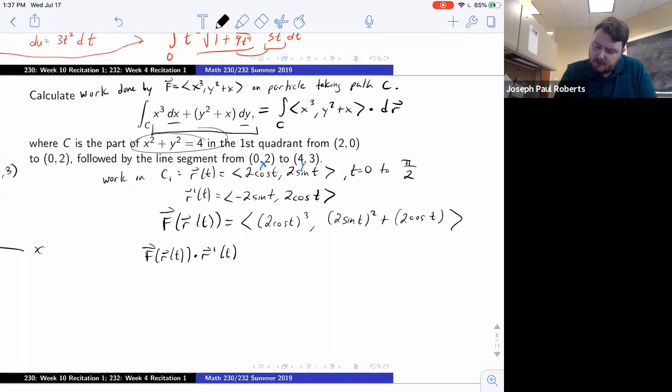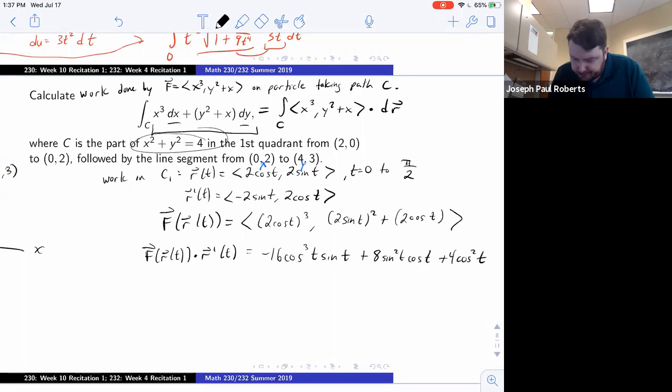And so that's going to be, I'll multiply some things out. That's going to be what? Negative 16 cosine cubed t sine t plus 8 sine squared t cosine t plus 4 cosine squared t. So dot product is a scalar. Don't leave it as a vector. That's a big no-no. Yeah, that looks good.